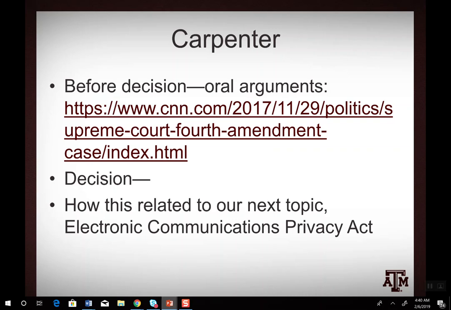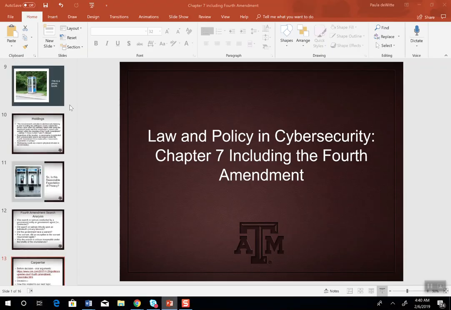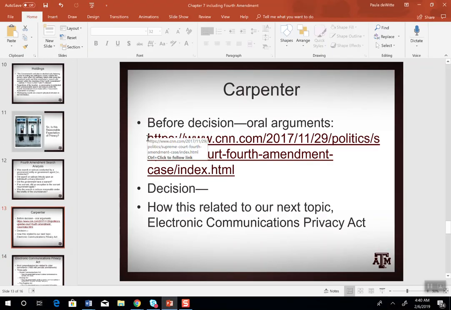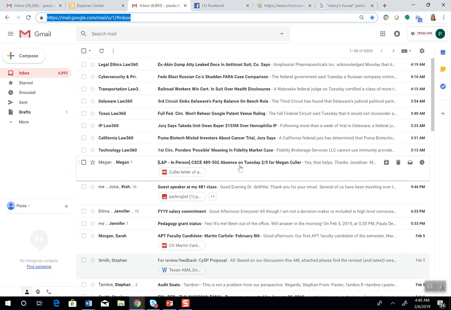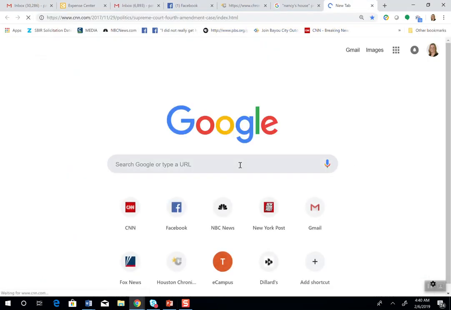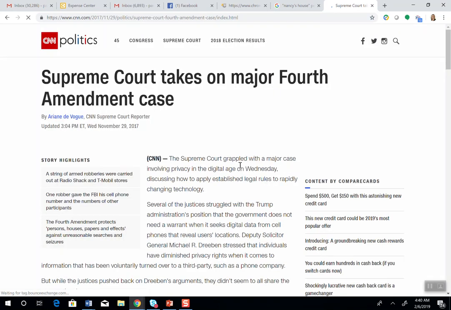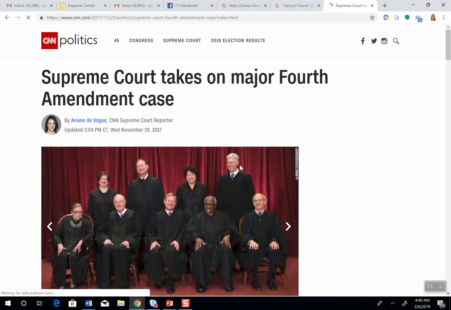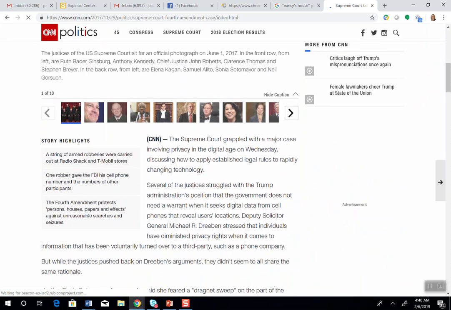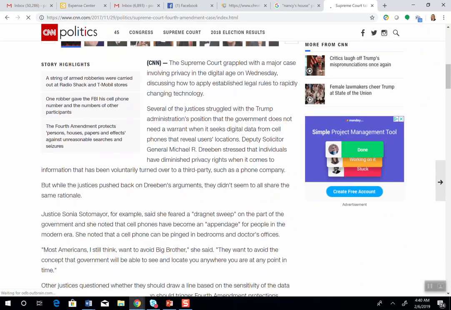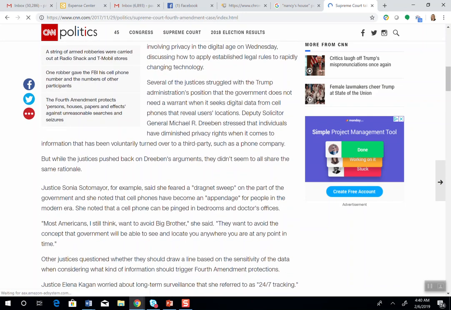So the next decision we're going to come out with is Carpenter. And Carpenter came out last summer. And I wanted to get to this. I should have brought this up earlier, but hey, I didn't, so we will bring it up now. And the reason I'm bringing this up is this was several months before the court decision was rendered. This is an easy-to-read article about the discussions, the oral arguments that were heard. There's a couple here, and I'm going to leave this for you to read.